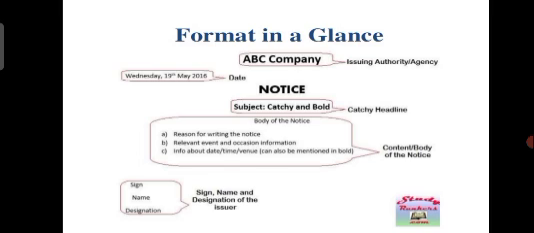Then comes the body of the notice, the content of the notice. It should have the reason for writing the notice, relevant event and occasion information. Information about date, time, venue can also be mentioned in bold. If it's an event, the date, time and venue, the place where it is happening, should be given. And after that, on the left side, you have to put your signature.